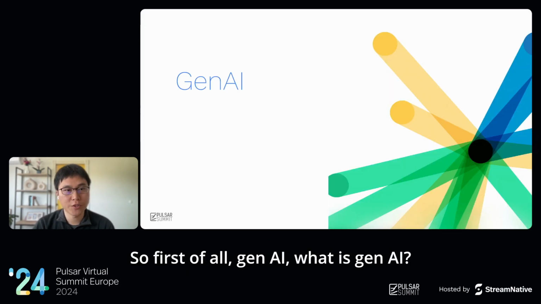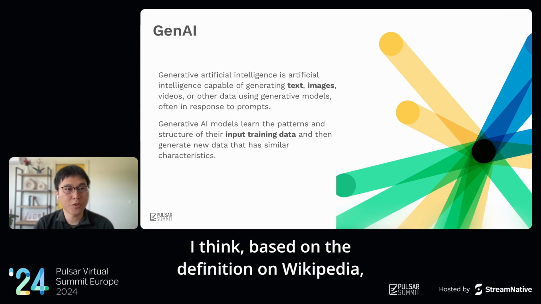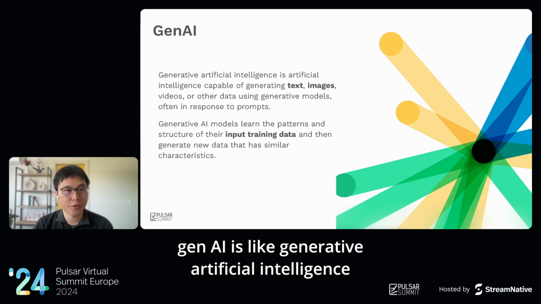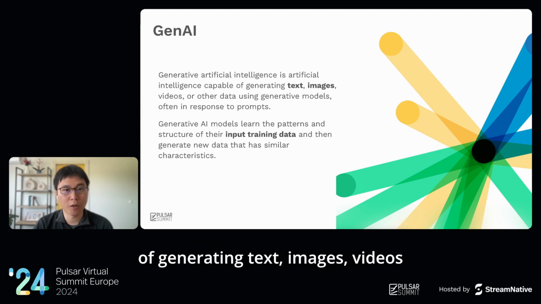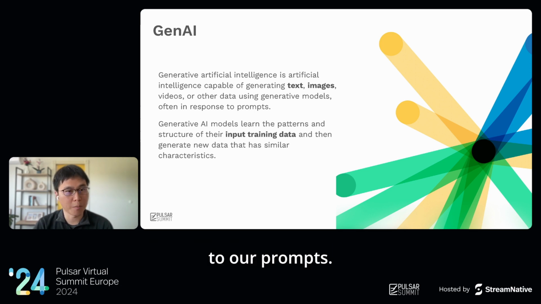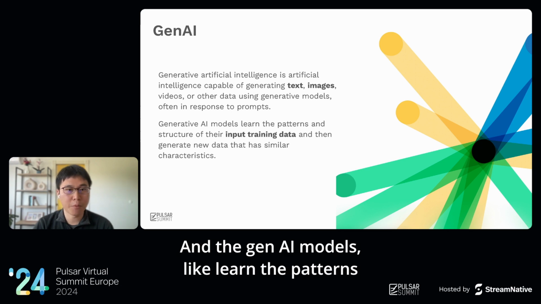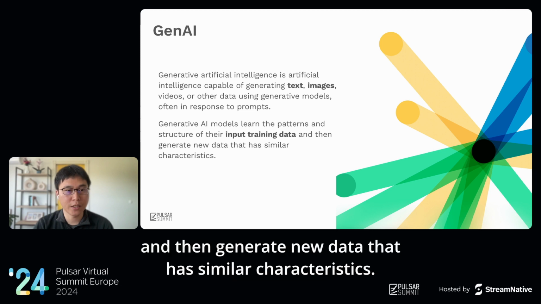So first of all, GenAI. What is GenAI? Based on the definition on Wikipedia, GenAI is generative artificial intelligence, and it's artificial intelligence capable of generating text, images, videos, or other data using generative models, often in response to prompts. The GenAI models learn the patterns and structure of their input training data, and then generate new data that has similar characteristics.